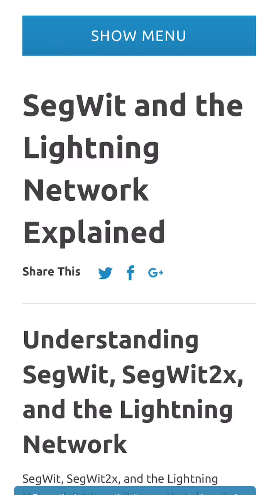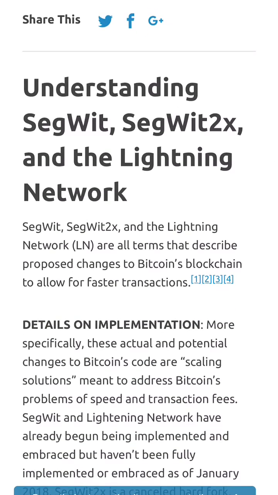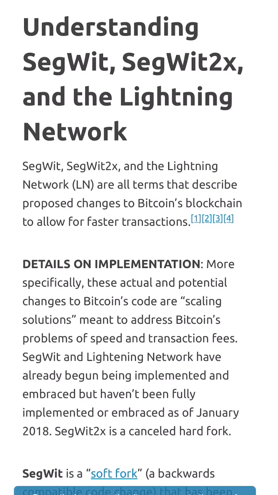SegWit and the Lightning Network explained. This is an understanding and a concept that I know a little bit about, but not 100% sure. I do know that the Lightning Network is kind of not on the blockchain. The transactions take place later on the blockchain, but the Lightning Network allows things to happen instantly, and then later the transaction is implemented onto the blockchain. So here we go. Understanding SegWit, SegWit2x, and the Lightning Network.